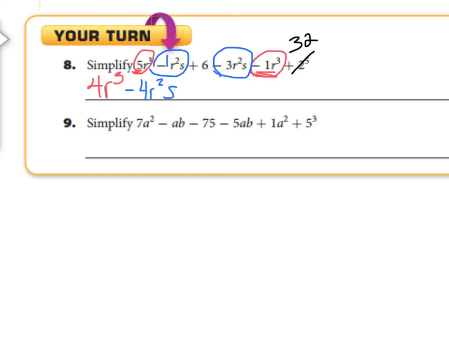And then last but not least, I have a plus 6 and now a plus 32, which makes a positive 38. You could have written this in a different order and your answer would still be correct, as long as that 4r squared s is always negative or has a minus sign wherever you put it. Go ahead and try number 9, and then unpause the video when you're ready to check your answer.